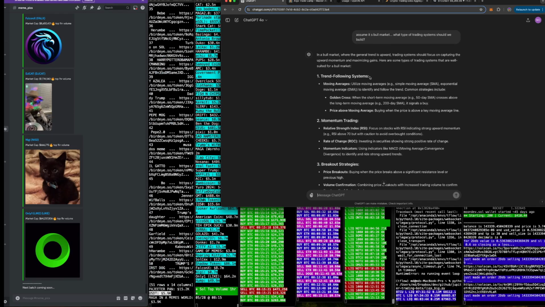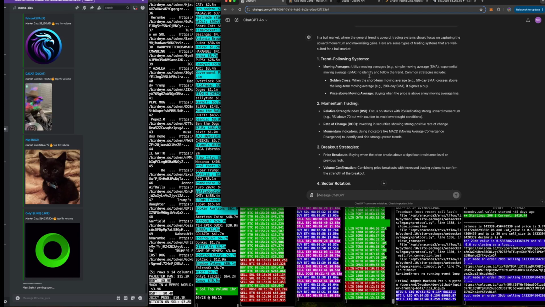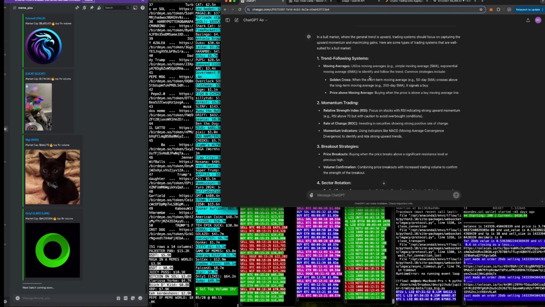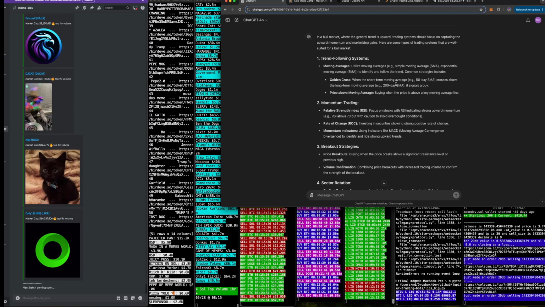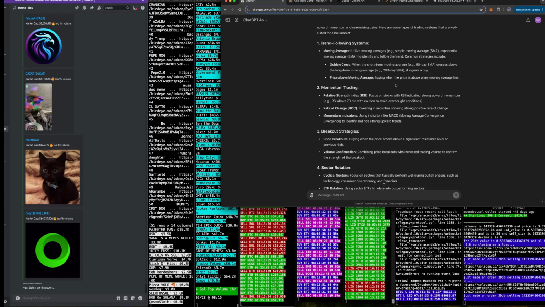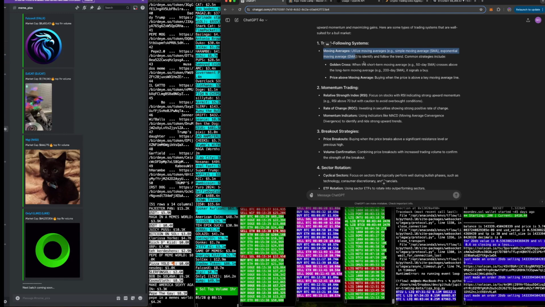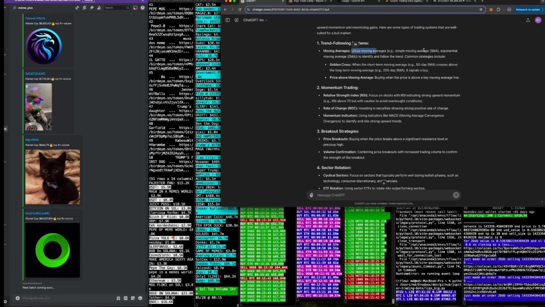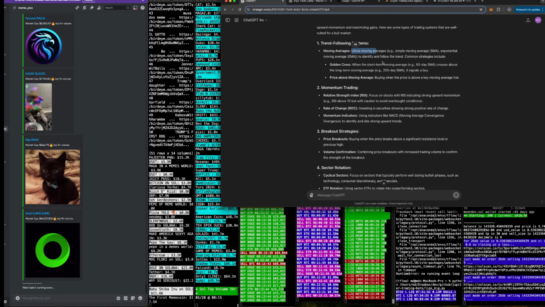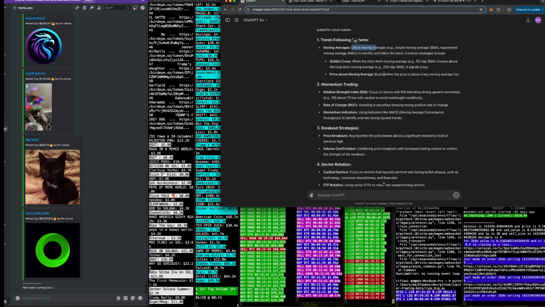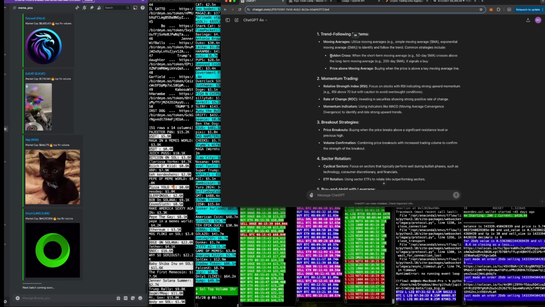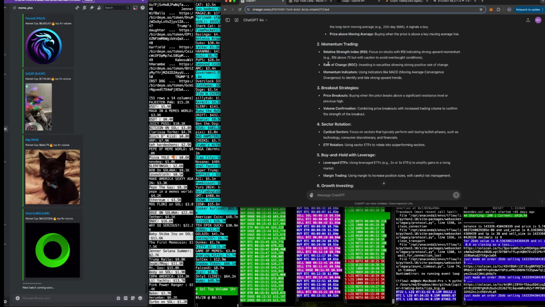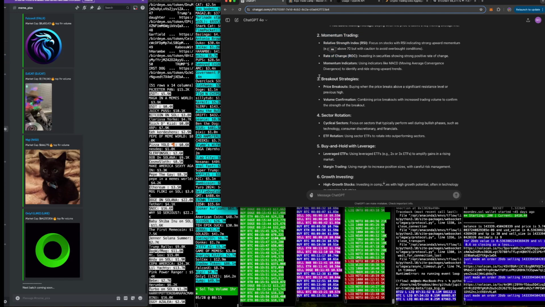In a bull market where the general trend is upward, trading systems should focus on capturing upward momentum and maximizing gains. Here are some types of trading systems that are well suited for a bull market. Trend following systems using moving averages, such as the simple moving average and exponential moving average, to identify the trend. Common strategies include the golden cross and price above moving average. Momentum trading: relative strength, rate of change. Breakout strategies, that's what we're going to be doing today.